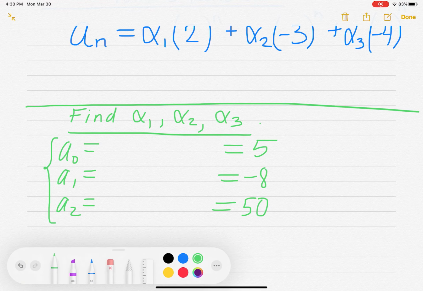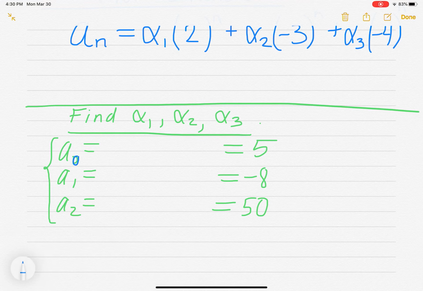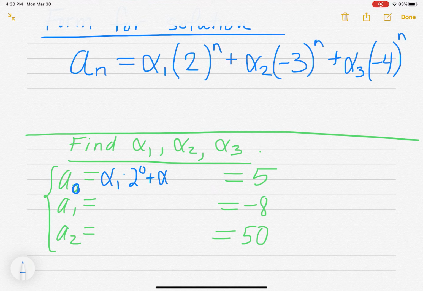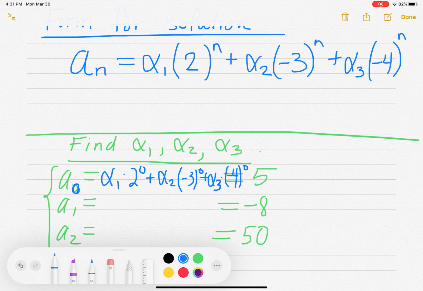All right, so for A0, that just means we're plugging in a 0 for n in the form. So we're going to have something like alpha 1 times 2 to the 0, plus alpha 2 times negative 3 to the 0, plus alpha 3 times negative 4 to the 0. And I kind of ran out of space.